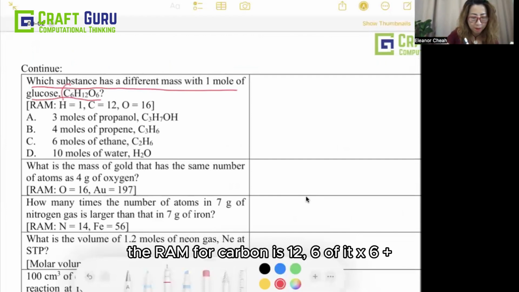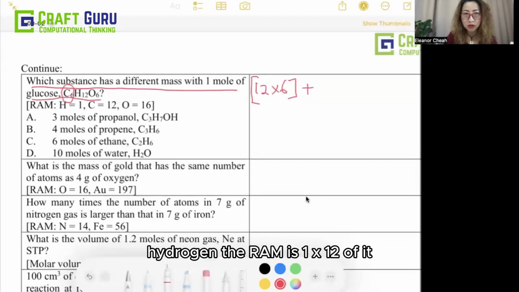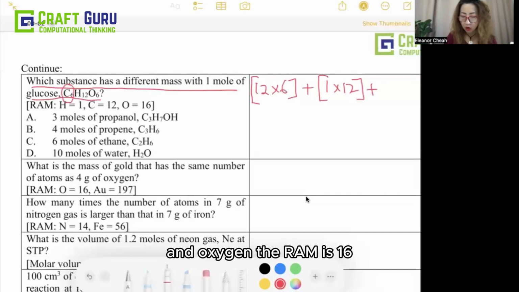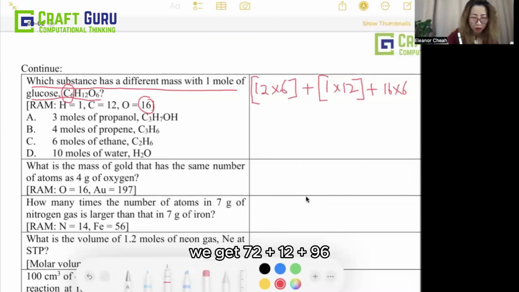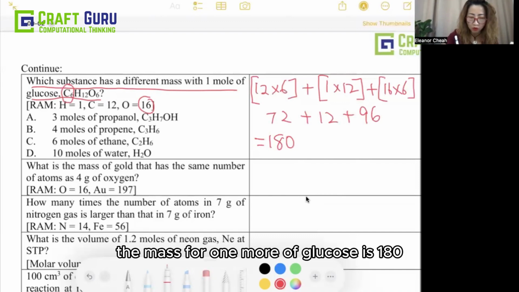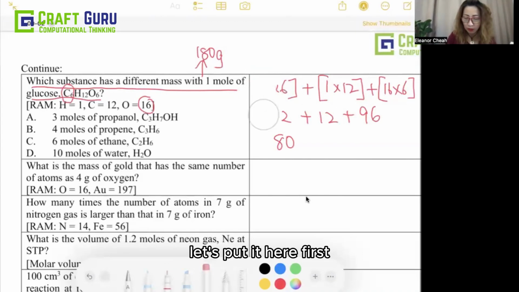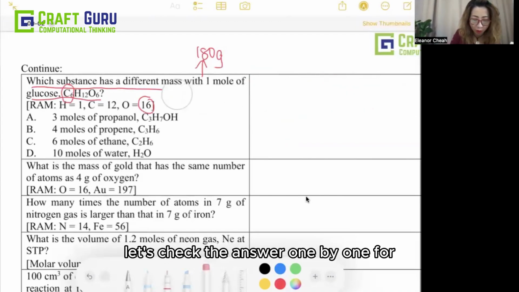The RAM for carbon is 12, times 6, plus hydrogen, the RAM is 1 times 12, and oxygen, the RAM is 16. So the mass for 1 mole of glucose is 180. Let's put it here first. Let's check the answers one by one.